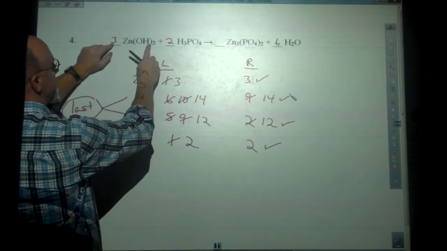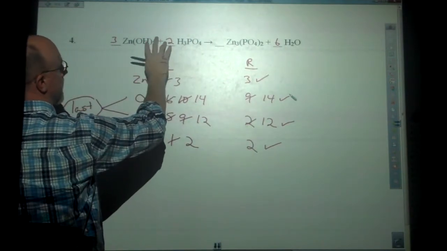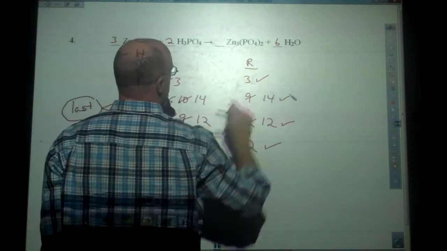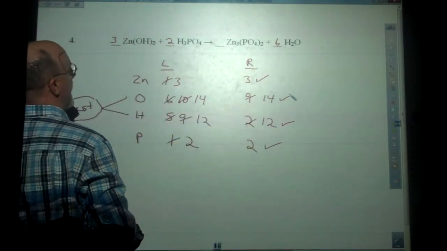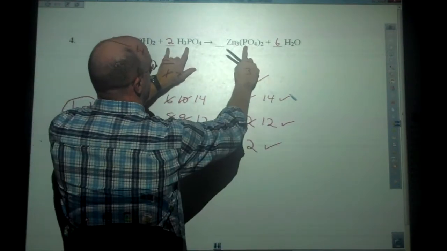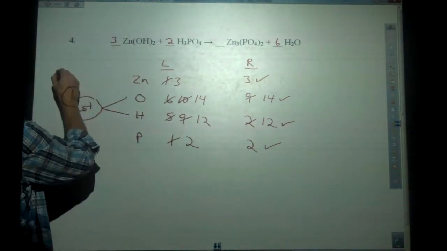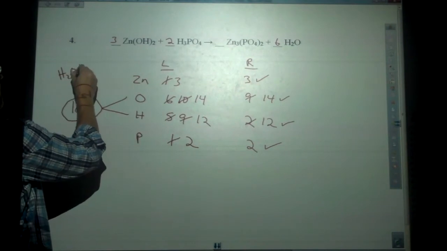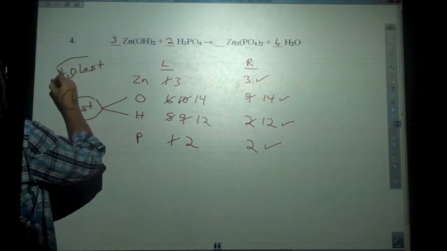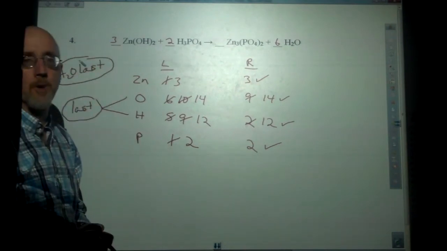And the hydrogen, 2 times 3 is 6. 2 times 3 is 6, so there's 12. And 6 times 2 is 12, so that's balanced. And then the phosphorus, 2 phosphorus, so that's balanced. So the hint here is do the oxygen, or do the H2O last. There's your big hint on that one. Okay?